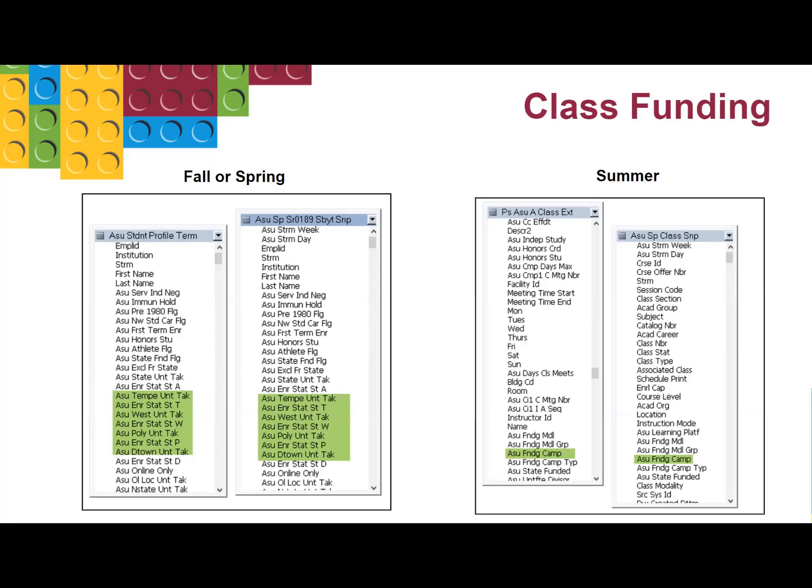For fall and spring, we use values for campus class funding that come from the student profile table, and so these two examples on the left. For summer, we use values from the A-class table and their corresponding snapshot table, and then you see their corresponding snapshot tables here. So just understand that that comes from different places in the summertime. That's because summer is not state funded.